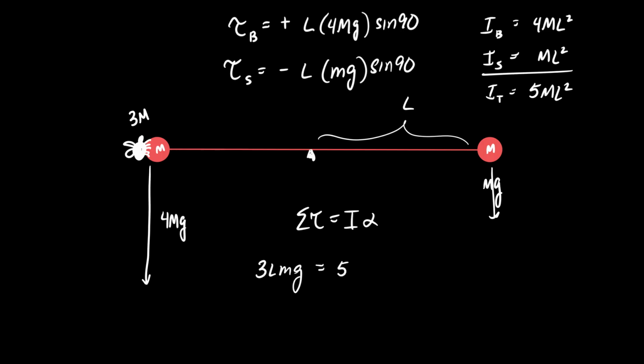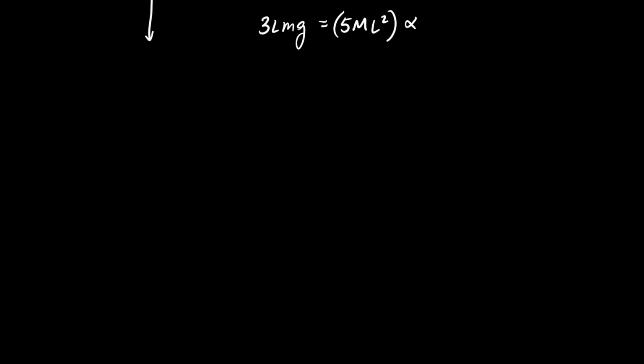So 5mL squared times alpha. So question A, determine the torque about the axis immediately after the bug lands on the sphere. Oh, I didn't have to do this? So the torque is this. Determine the acceleration immediately after the bug lands. Okay, that's what we're doing now.